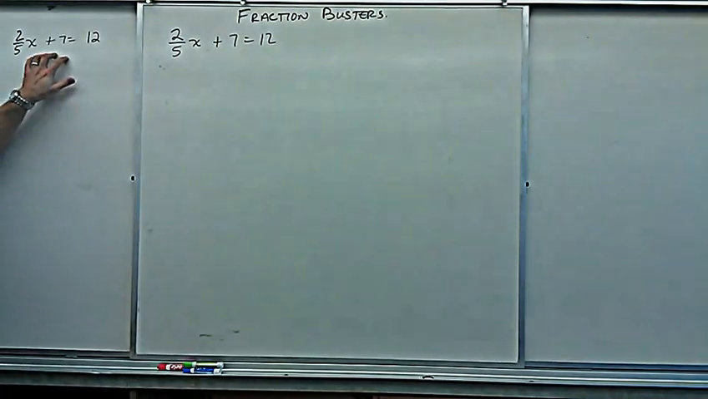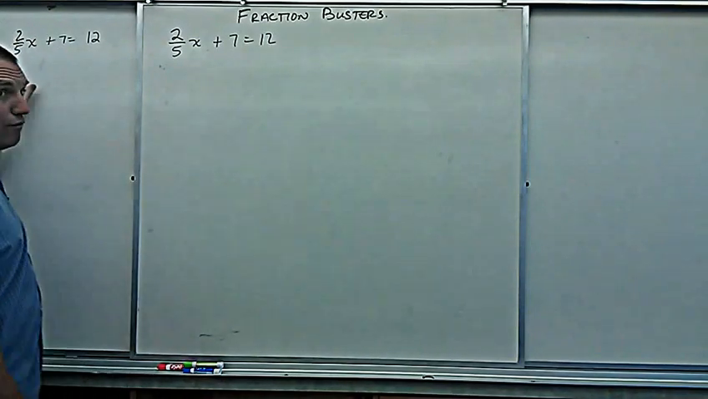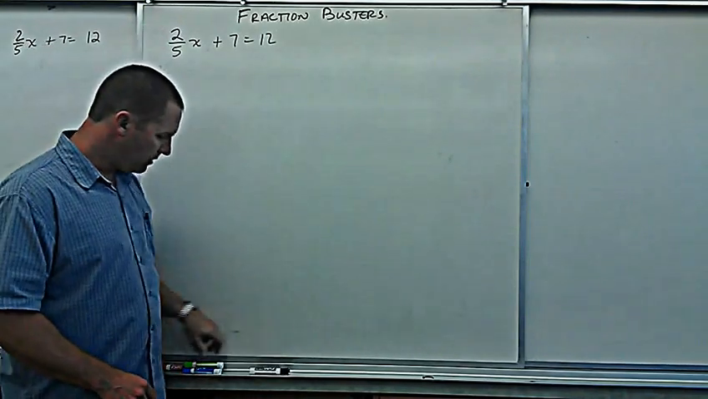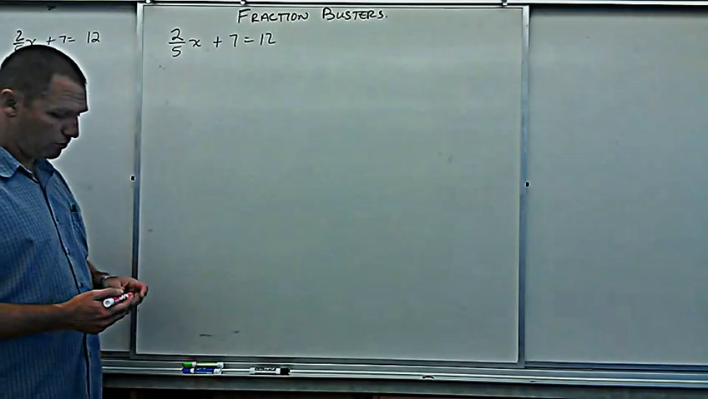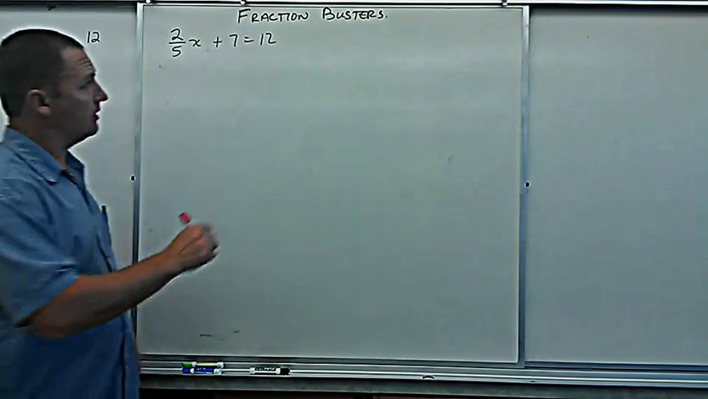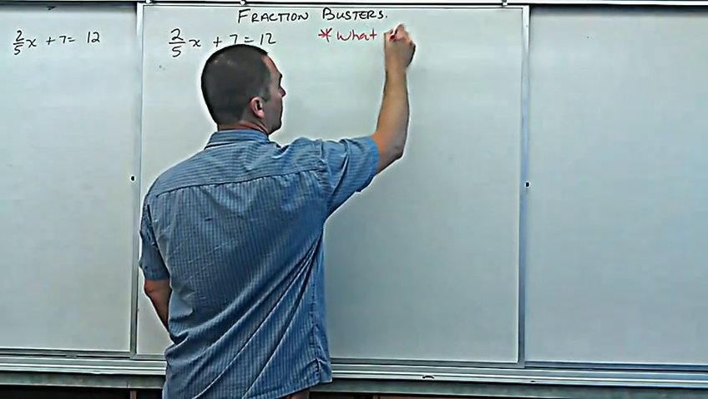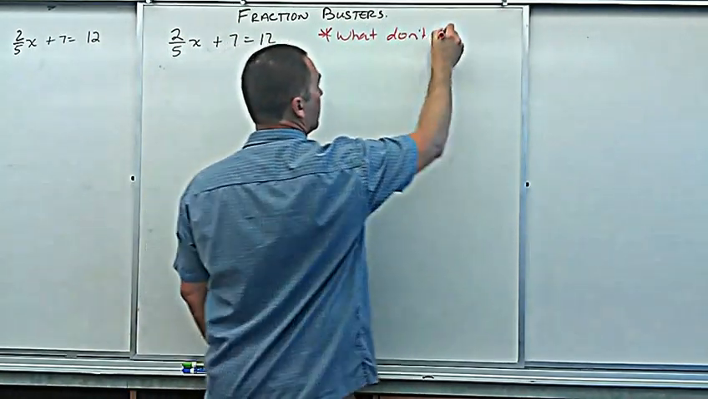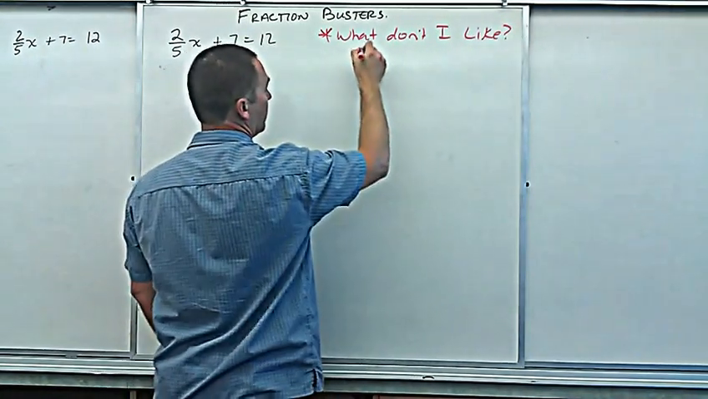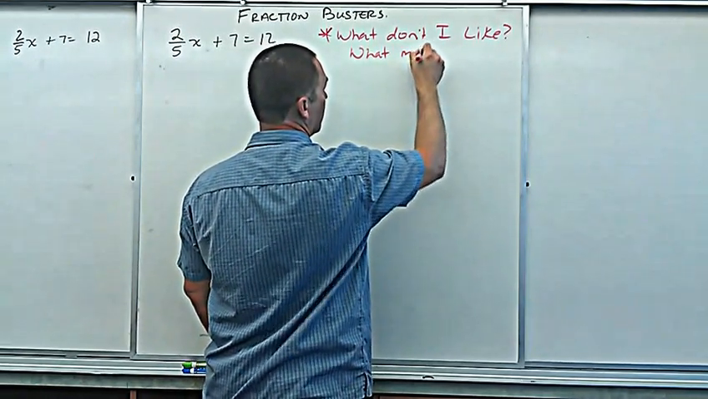So the problem that we have here on the left-hand column is 2x plus 7 equals 12. Excuse me, 2/5 x plus 7 equals 12. And then I rewrote it here in the middle, 2/5 x plus 7 equals 12. All right. And so the very first thing I think of when I look at this is, what don't I like? Or what makes it hard? Those are the two questions you hear me ask a lot. What makes it hard?